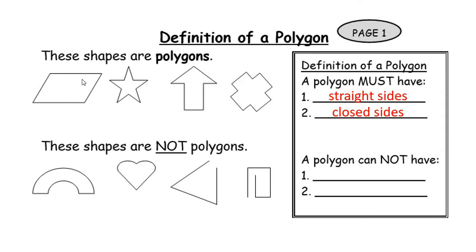So polygons have to have straight sides, and they also have to be what we call closed. Closed means that they're kind of like a cage, where if I put a little bug in each one of these and he tried to run around, he wouldn't be able to escape and get out to the outside. In other words, the inside is entirely closed off and separate from the outside of the figure. That means polygons cannot have any curves, and they also cannot have any openings.